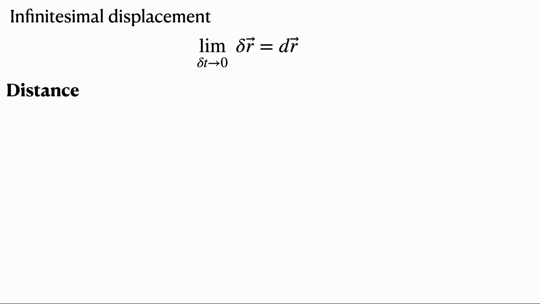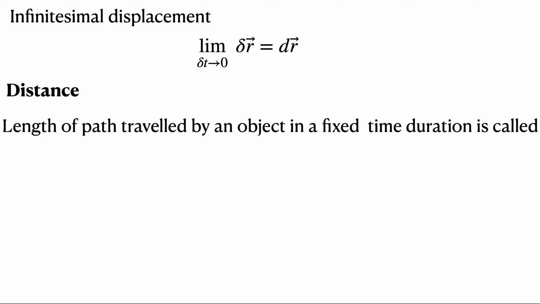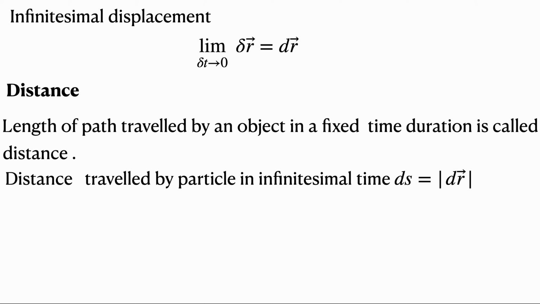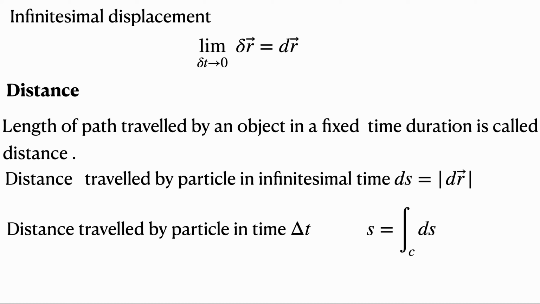Now let's discuss distance. The length of the path traveled by an object in a fixed time duration is called distance. Distance traveled by the particle in infinitesimal time is ds, and it is the modulus of the infinitesimal displacement. The distance traveled in a larger time duration delta t can be obtained by integrating the infinitesimal distance along the curve on which the particle has traveled.